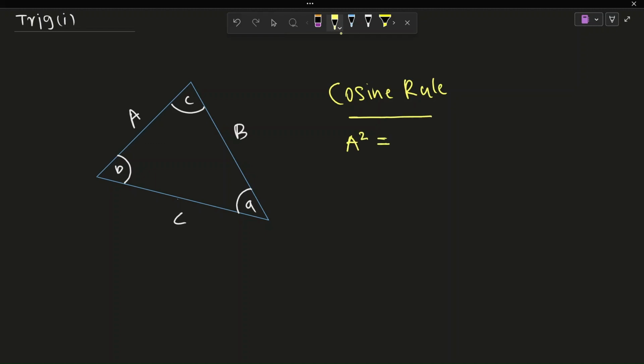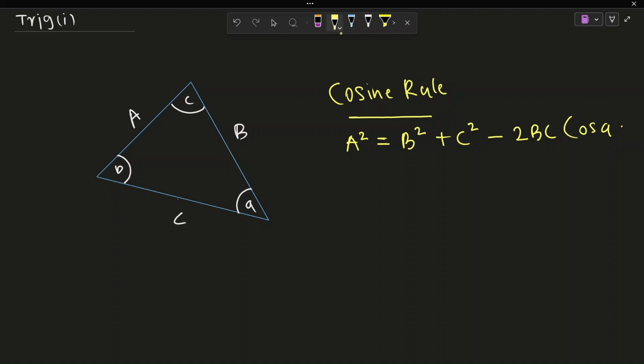a squared equals b squared plus c squared minus 2bc cos A. Now notice that it looks similar to the Pythagorean theorem. Well, that's because you use the cosine rule to find the length of an unknown side. But we can't use the Pythagorean theorem because we don't have a right angle in this triangle.